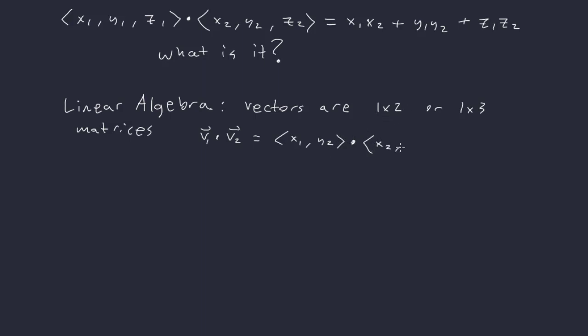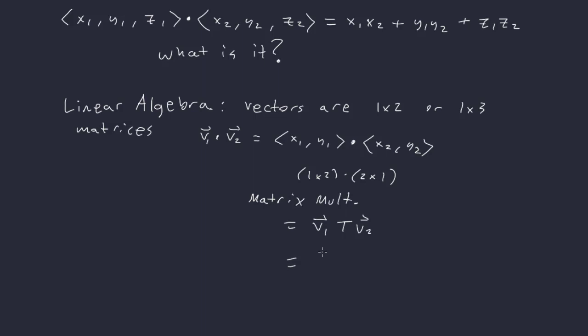So I can't do a 1 by 2 times a 1 by 2. It has to be a 1 by 2 times a 2 by 1. How we get around that with matrix multiplication is we say that it's v1 times the transpose of v2.